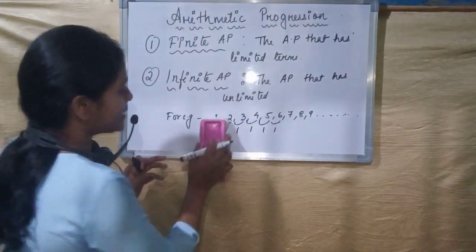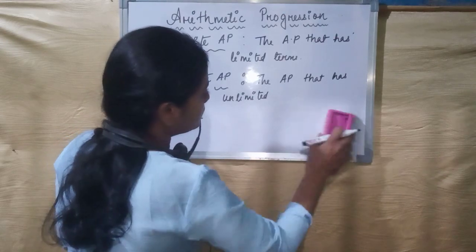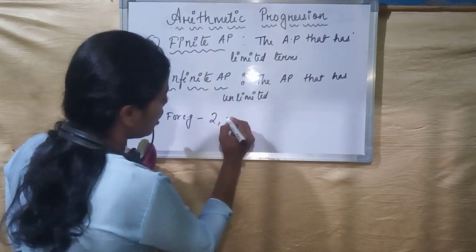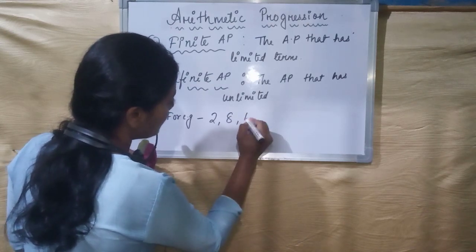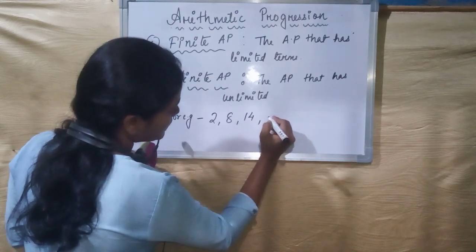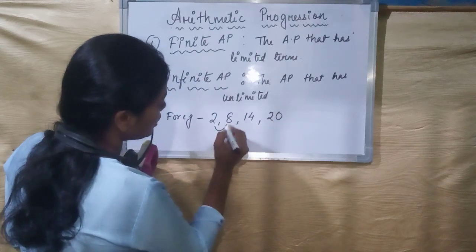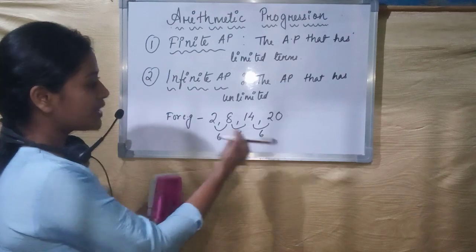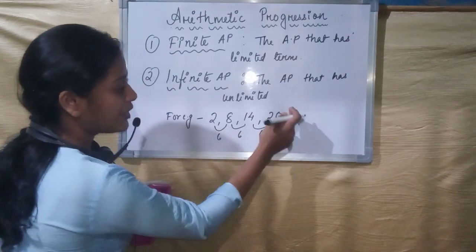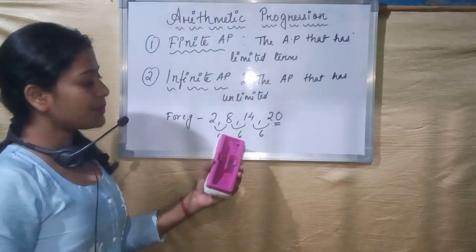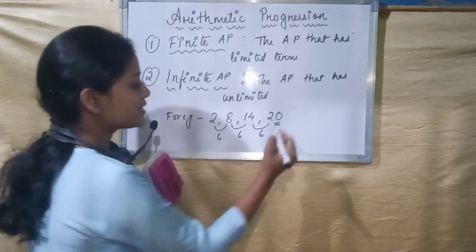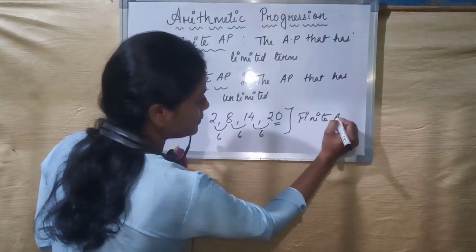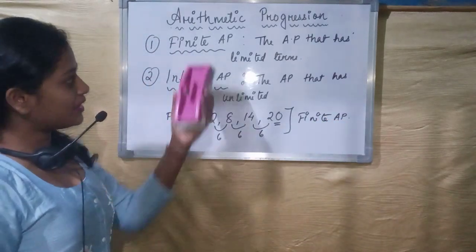Now if I take another example: 2, 8, 14, 20. The difference between the numbers is 6 and 6. So this type of AP, where we can find the last term, is said to be a finite AP. So this is the example of a finite AP. So these are the two types of AP.